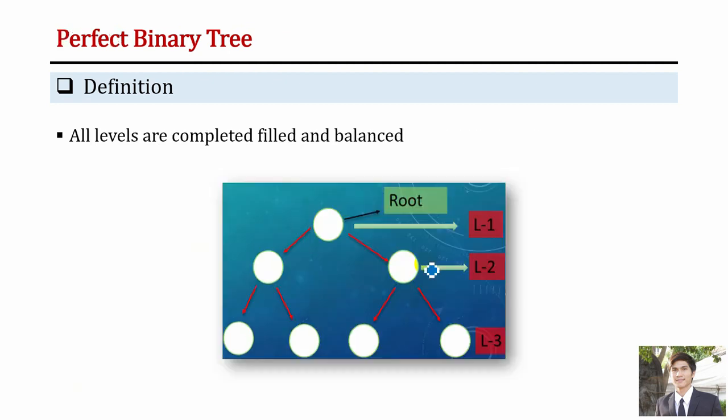So next is the perfect binary tree. They are considered such when all levels are completely filled and balanced. It means that on the left and on the right they must be the same, right? For example, if we don't have this one, it cannot be considered a perfect binary tree because they are not balanced, right? Balanced means that on the left and on the right, the levels are the same, and it must be completely filled. It's just like a full binary tree, plus every level is the same.